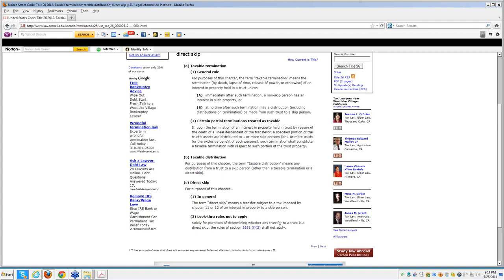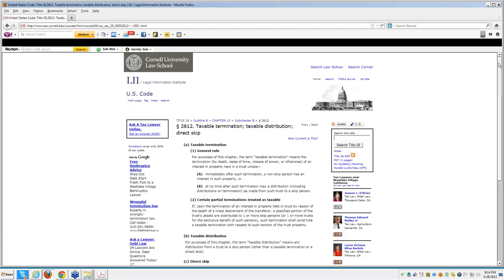Okay. And it's subject to a tax imposed by Chapter 11 or 12. Okay. This is a Chapter 13 tax. But on the form it said 2032.